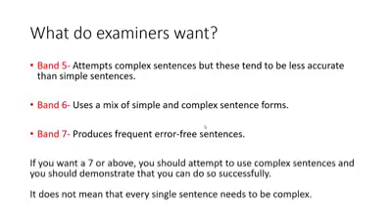If you want a 7 or above, you should attempt to use complex sentences, and you should demonstrate that you can do so successfully. It does not mean that every single sentence needs to be complex. Now, if you are at a Band 7 or above, just naturally, the way that you write, most of your sentences will have multiple clauses in them, will have more than one clause.